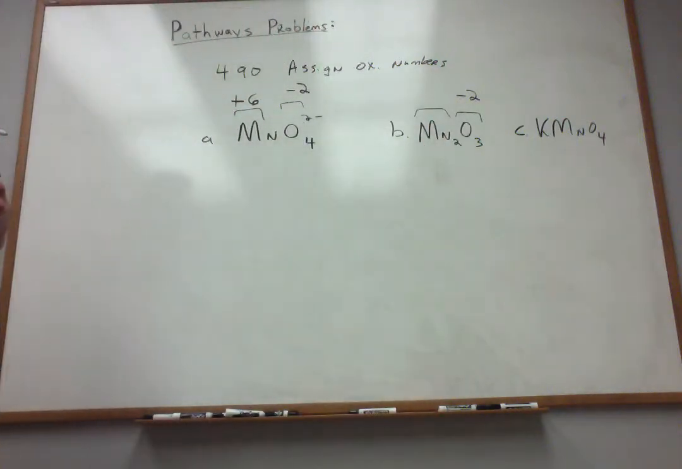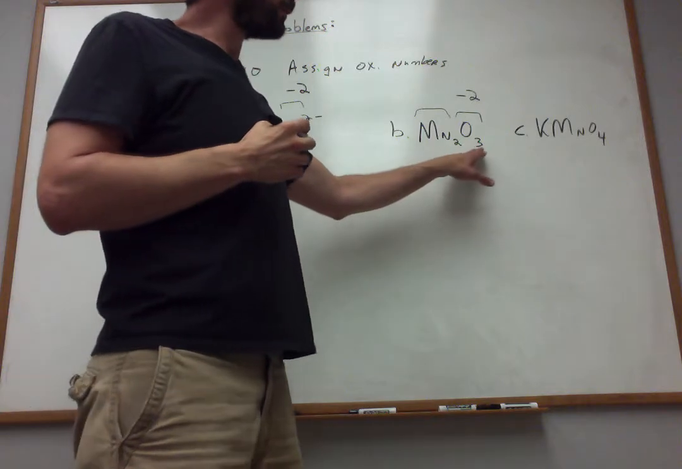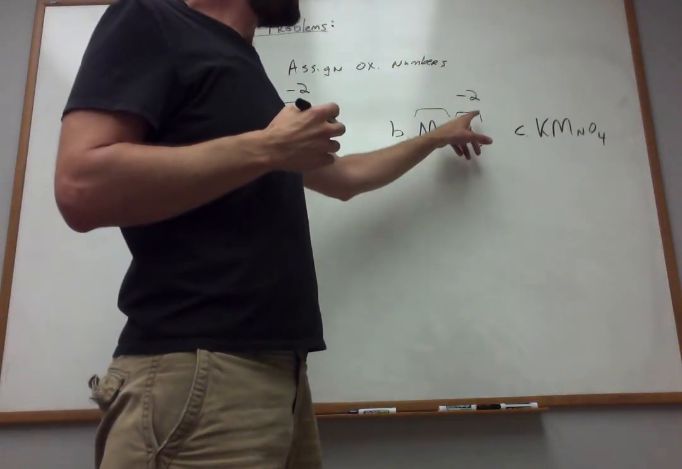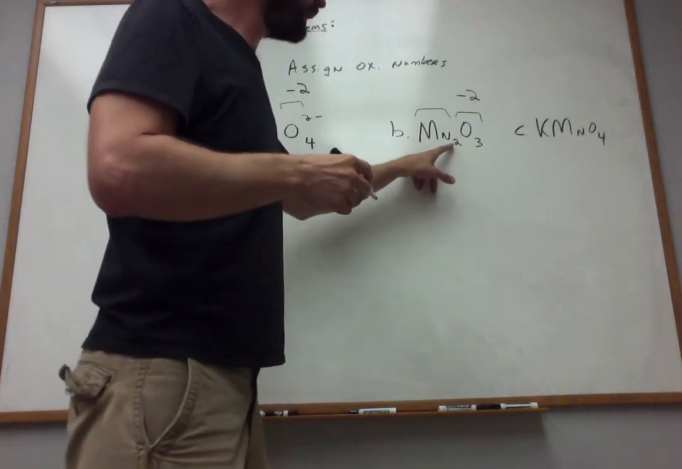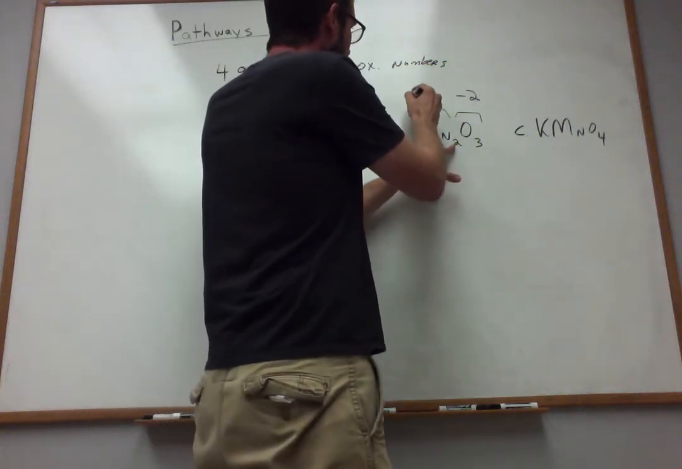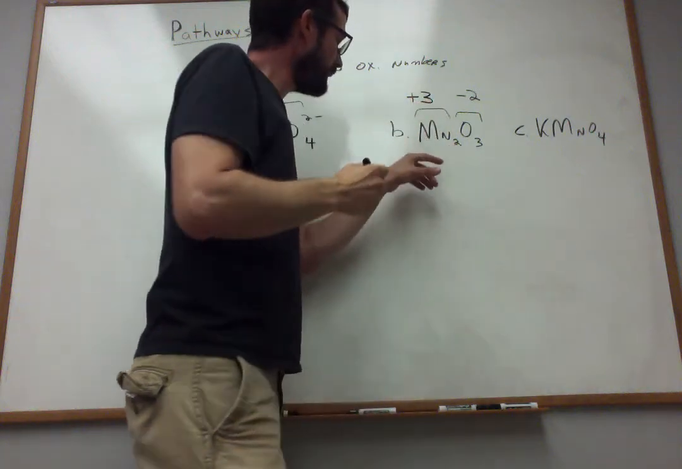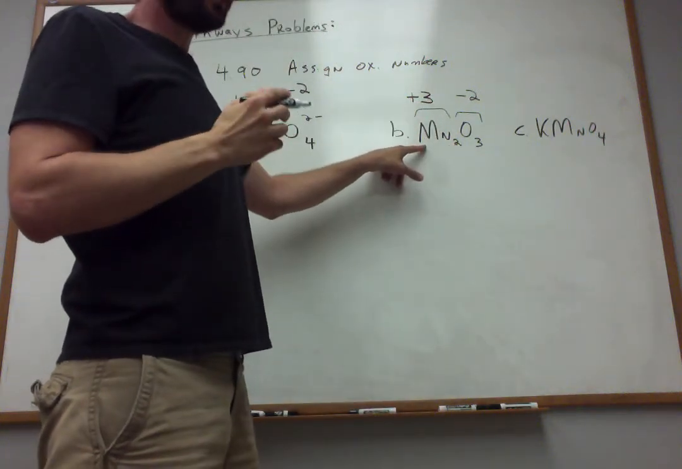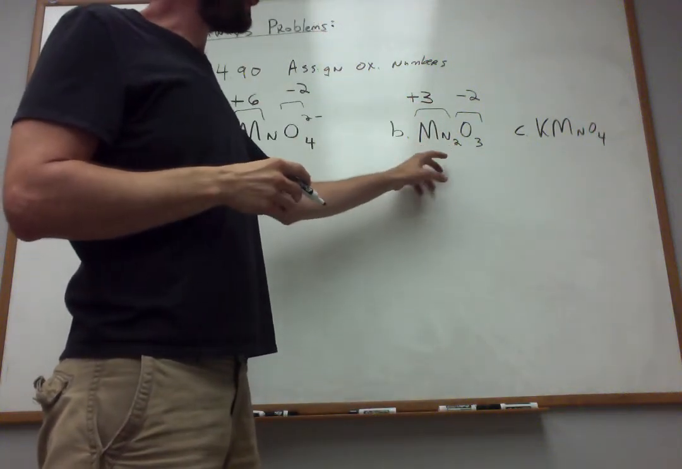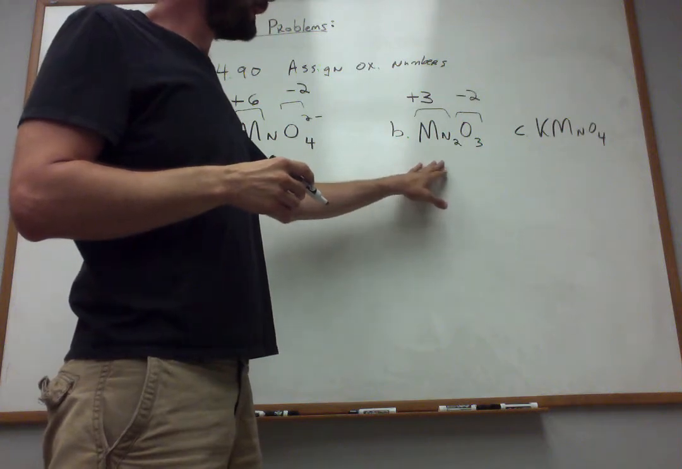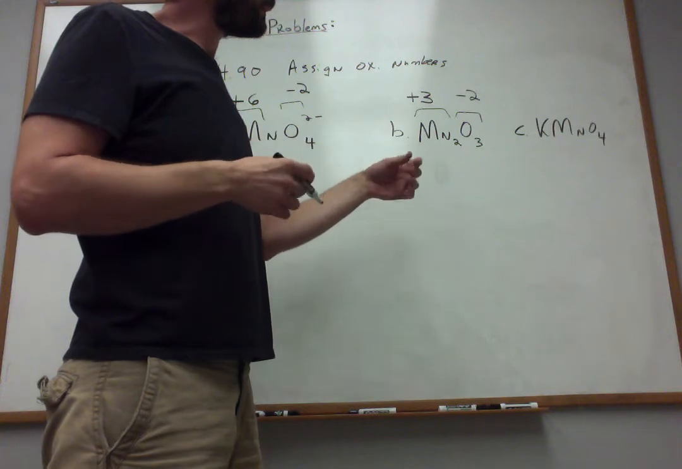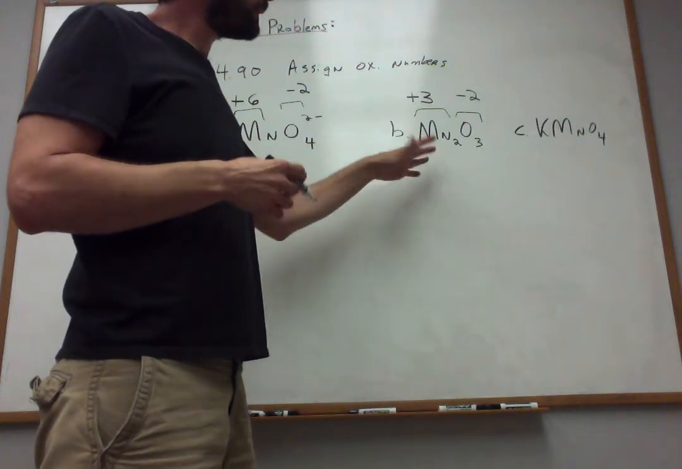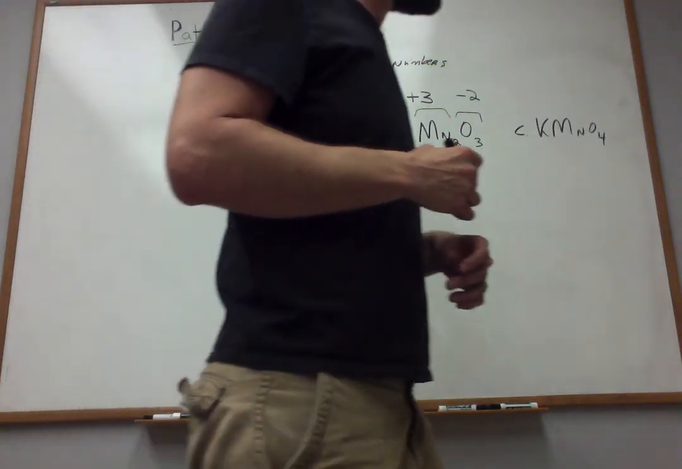What about the manganese then? Well, I've got 3 copies of oxygen, each at -2. That's -6 total. And I've got 2 of these manganese. So I think to make this work, if I make each manganese a +3, and I've got 2 of them, that's +6 total. And that can offset the -6 from the 3 atoms of oxygen. So it works algebraically, all right?